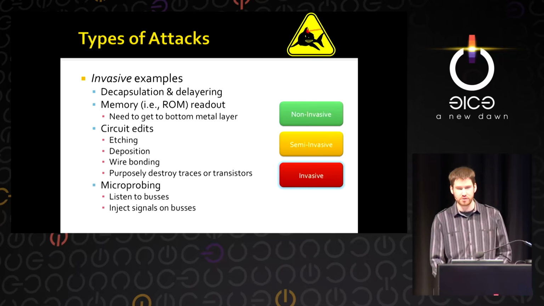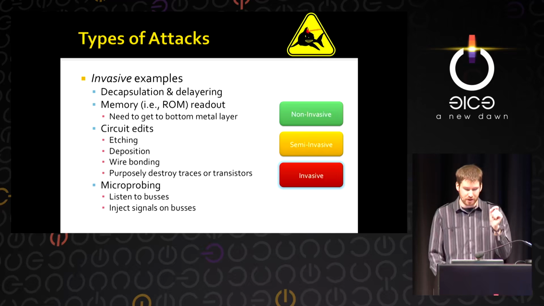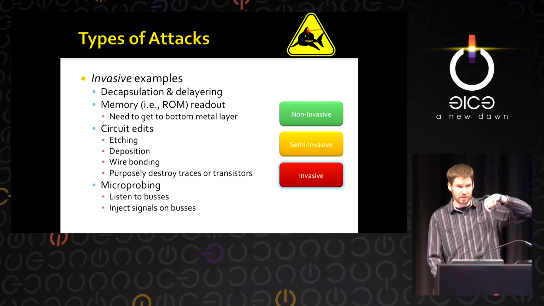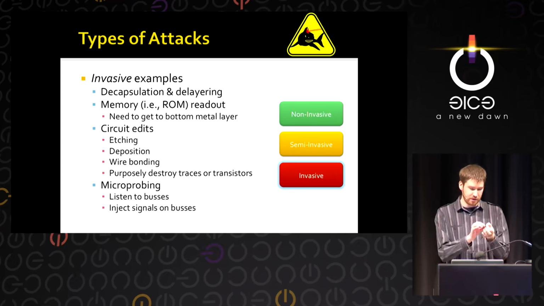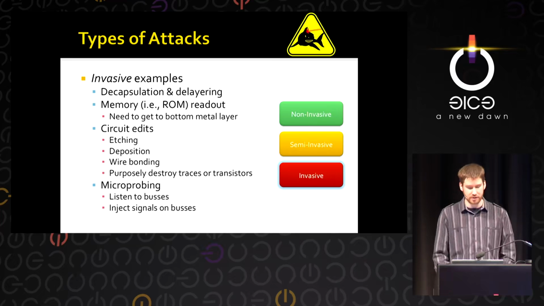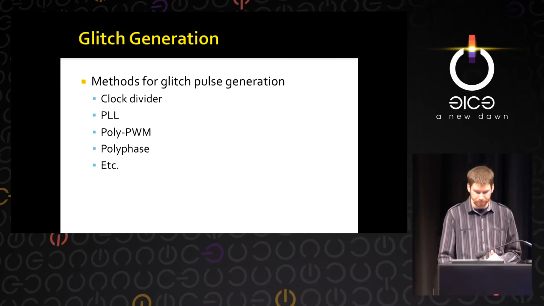And then you could also purposely destroy traces or transistors at this point if they're causing some sort of functionality you don't want. And finally, you can do micro-probing. When you've got really, really tiny, for example, tungsten needles, you can stick them down on the surface of the chip and either listen to what's going on, or drive a signal back into the core of the chip somewhere. So that kind of concludes the different classes of attacks, from cheapest to most expensive.